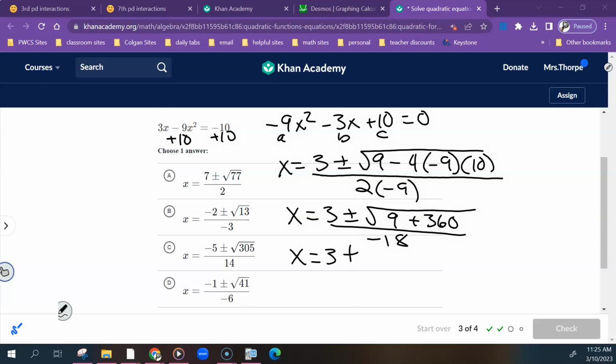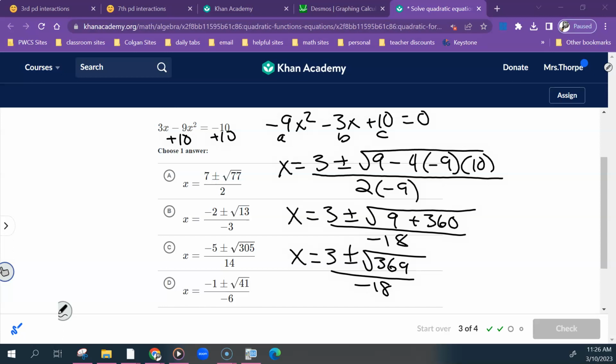We have 3 plus or minus 369. Is that a perfect square? It's not a perfect square, and our answer doesn't match one of these. They have simplified it more. We have not learned how to do that.